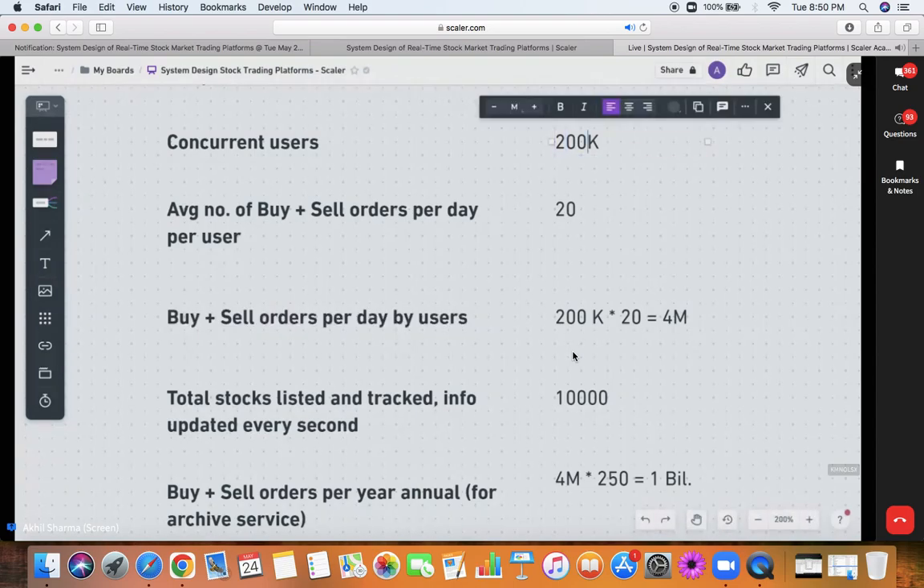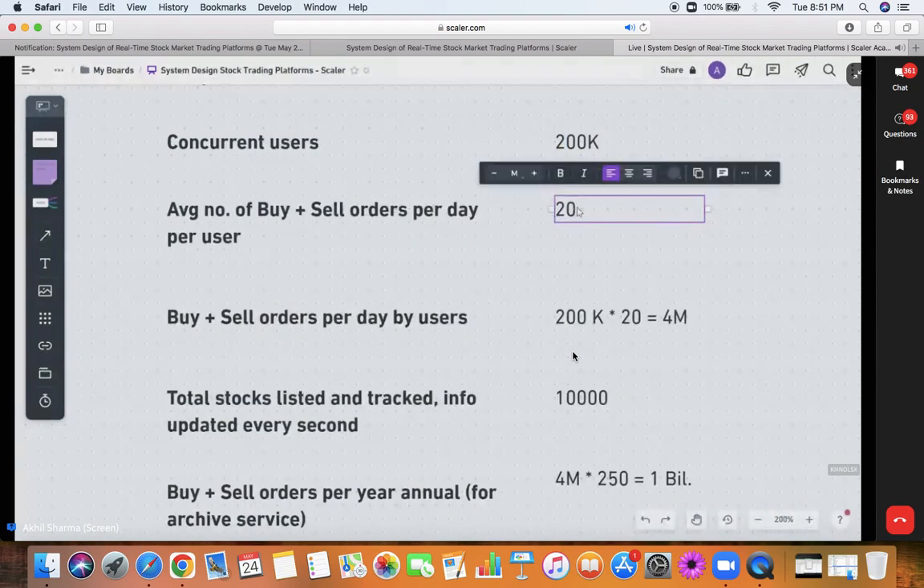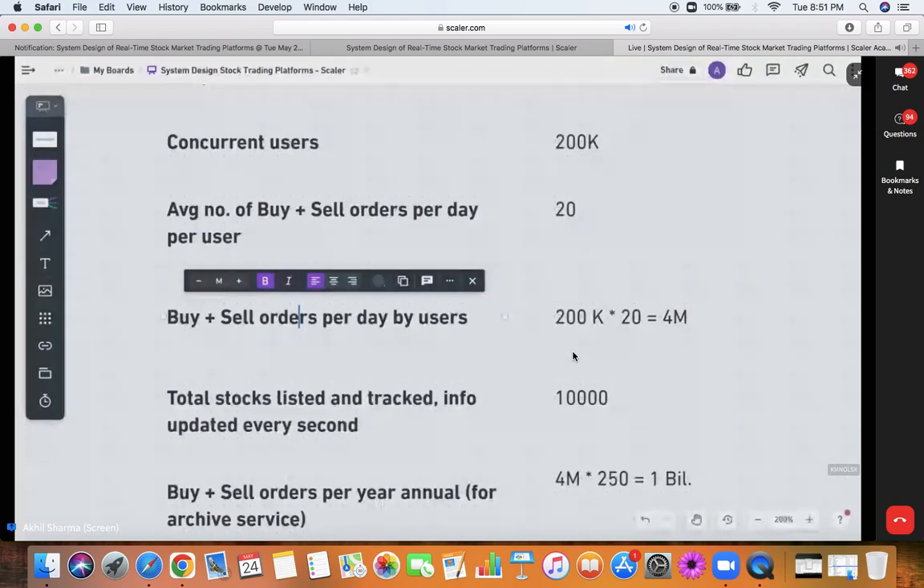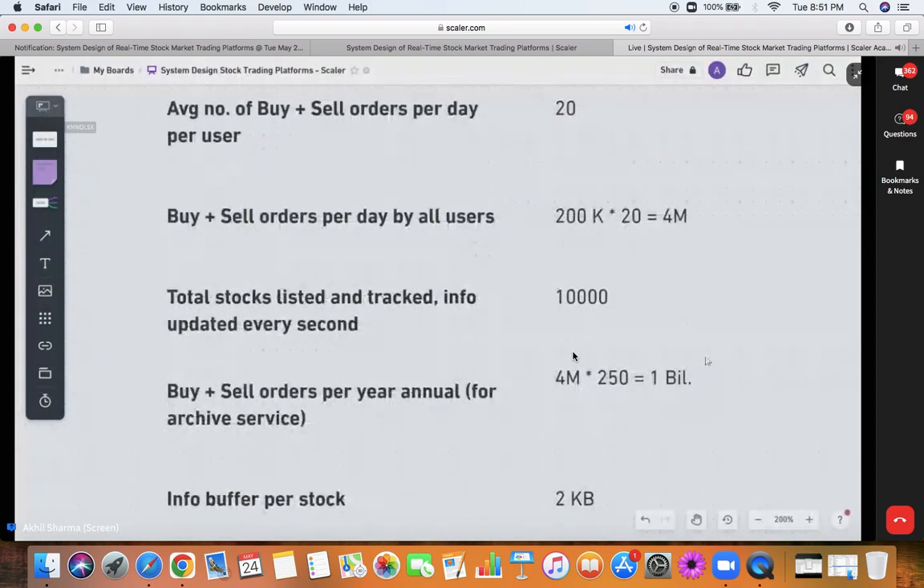Because I have 200,000 users, and every user is giving out 20 buy or sell orders, that means 200,000 times 20. I'll have 4 million total buy and sell orders per day by all users. In one day, 4 million buy and sell orders.